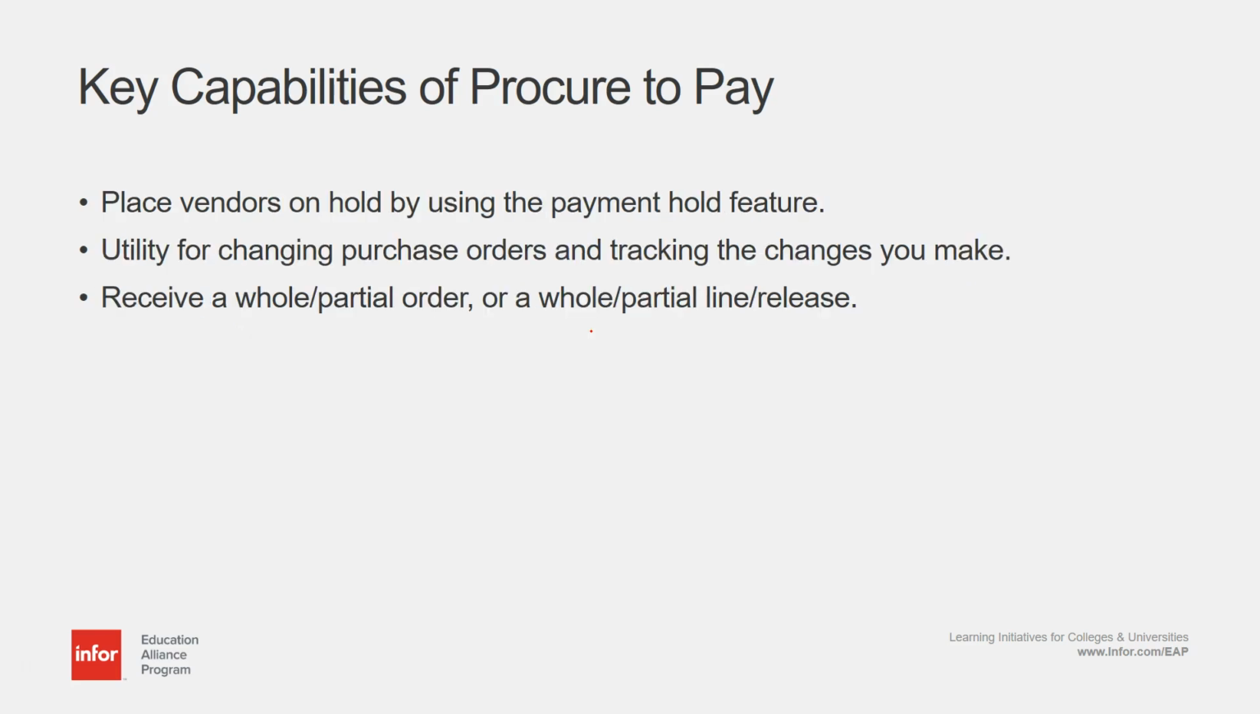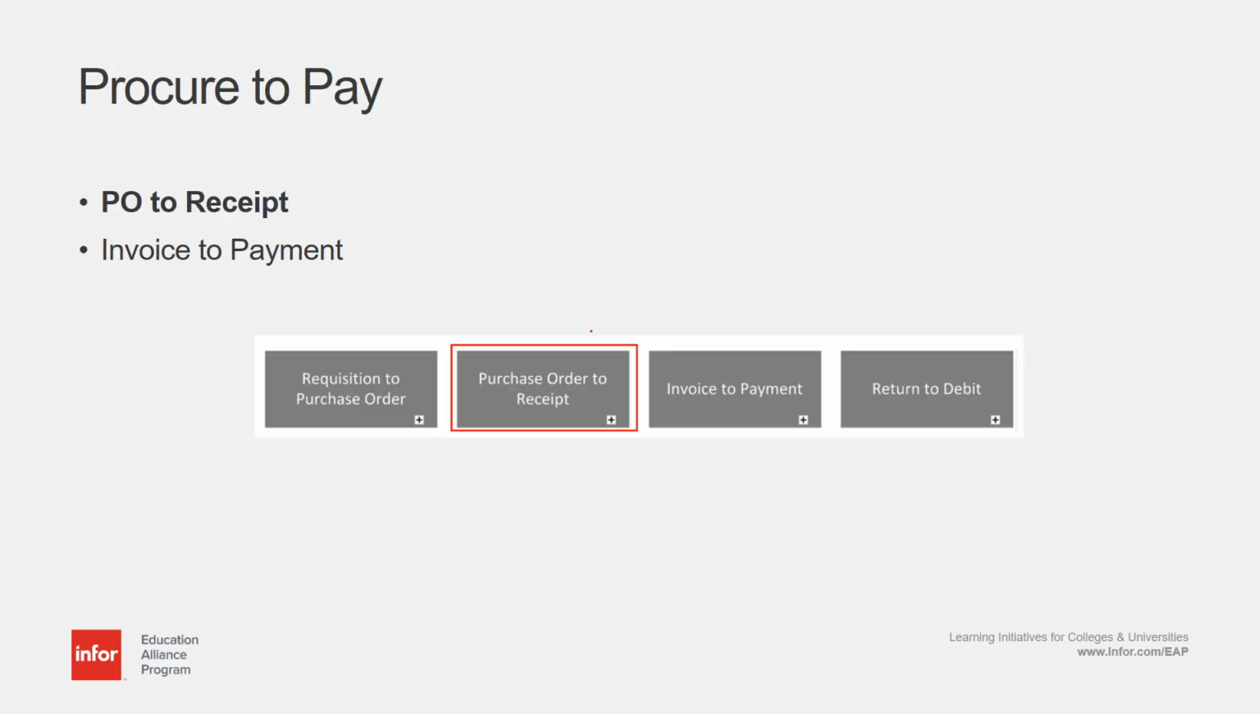We can also place vendors on hold by using the payment hold feature. For example, if the product comes in and it's damaged, or if the order comes in and it's not the right products or the items that we ordered, then we can put the vendor payment on hold. We can also track the changes that we make. If we receive a whole or a partial order, we can manage that through the procure to pay process as well. There are 4 steps in procure to pay: requisition, purchase order to receipt, invoice to payment, and return to debit.